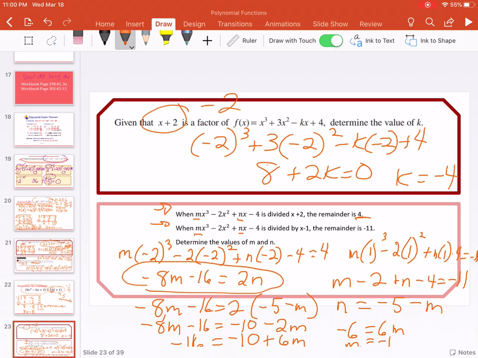To find n, I'll backtrack and substitute it into this equation here. So negative 5 minus negative 1 is going to give me negative 4. So there we go, solved it using systems.